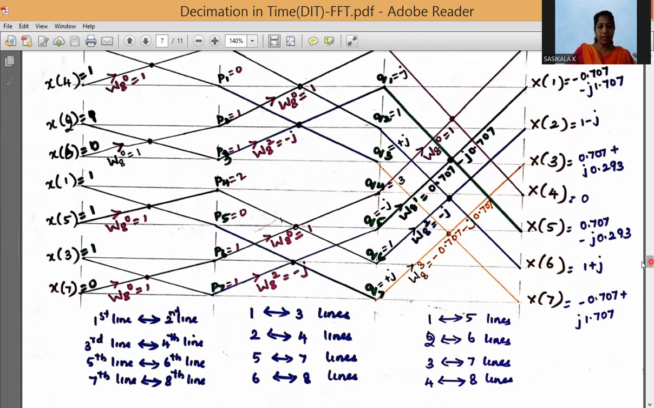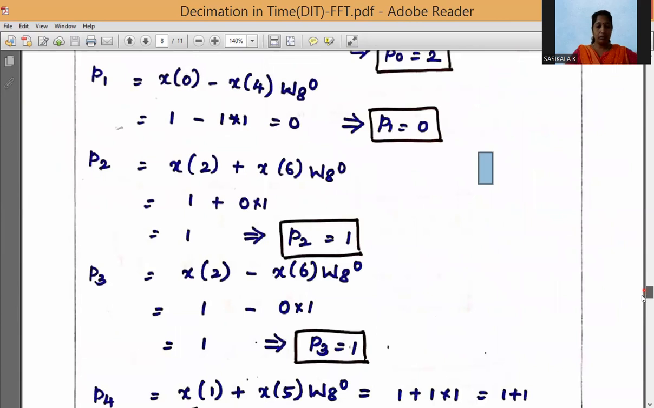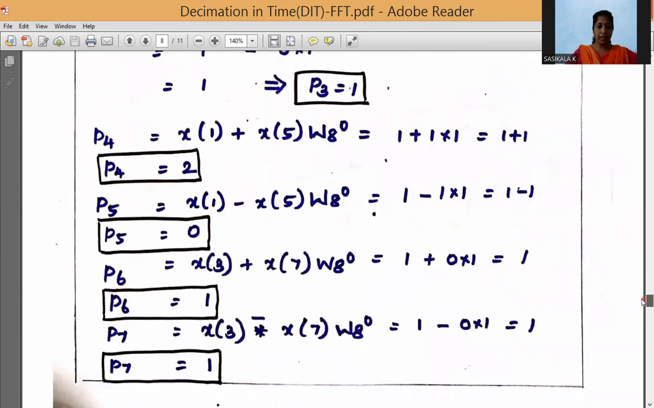And listen, similarly, you need to find P4. So this is the second butterfly's output. And for the third butterfly, the inputs are again X of 1 and X of 5, whereas the outputs are P4 and P5. So here also we need to substitute. So go to the third butterfly's output, which is P4 and P5. For P4, the inputs are X1 and X5. And for P5, the inputs are the same X1 and X5.